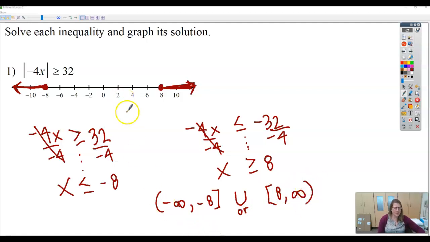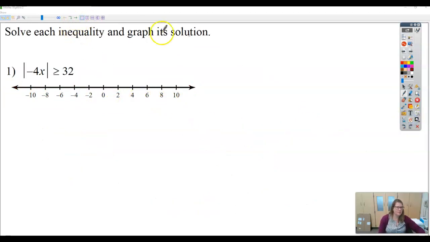Now, why does that happen, right? It's because, remember that absolute value is the distance from 0. So if I take and divide by that negative 4, I've got 8, right? So x is at least 8 away from 0, 8 or more away from 0. So it's going to be on both sides there, okay? So let's try another one.